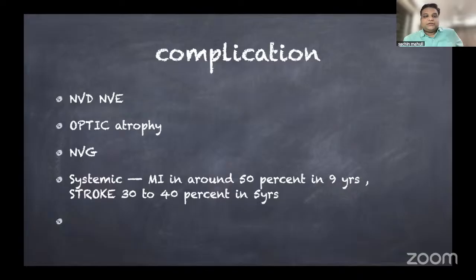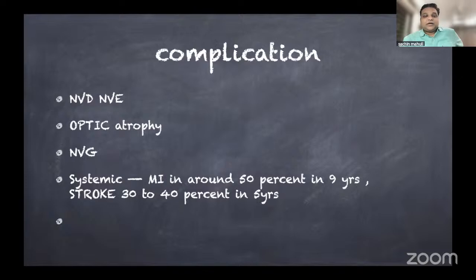What are the complications if the ophthalmic artery is also involved? Then they can present with NVD, NVE, and in later stages, only CRAO can present with optic atrophy. NVG can be presented in cases with severe ophthalmic artery occlusions.